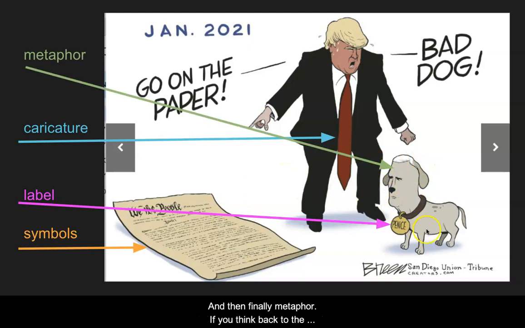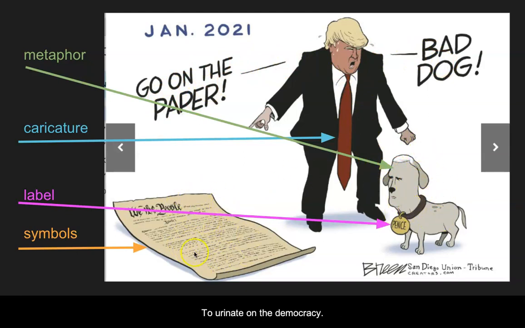And then finally, metaphor. So again, if we think back to the definition of metaphor, it's what an artist does to make you associate one thing with something else, two things that are seemingly different, and then you associate them together to come up with basically a new idea. So in this case, the artist is using a metaphor to associate Mike Pence with an obedient dog. And that kind of forms the core of this cartoon, is Trump telling Mike Pence, telling the dog, to urinate on democracy.